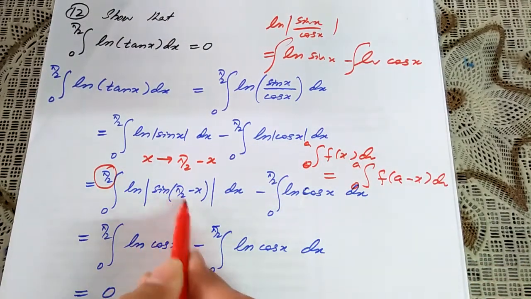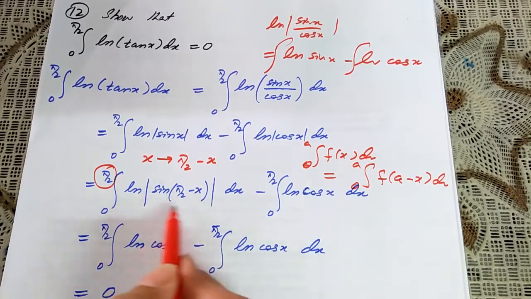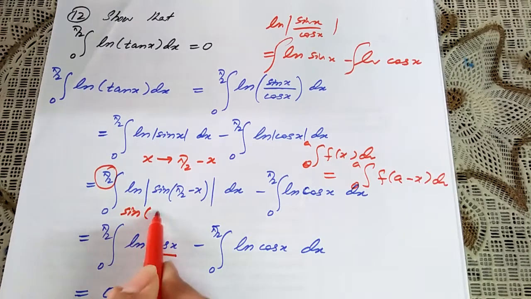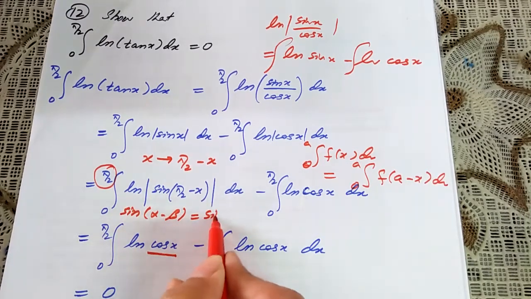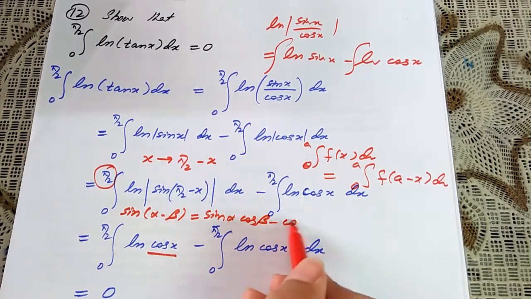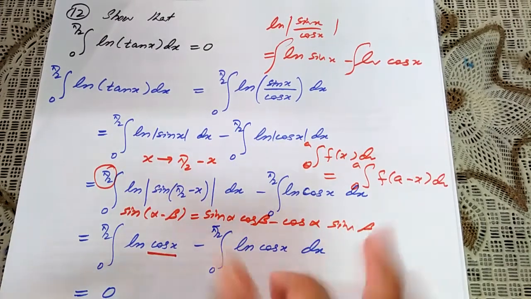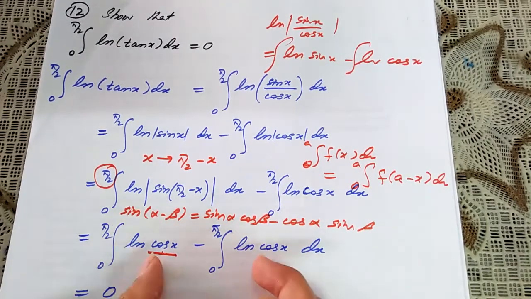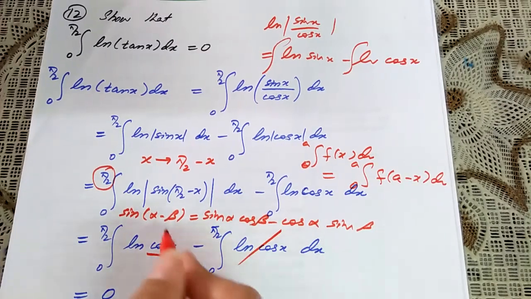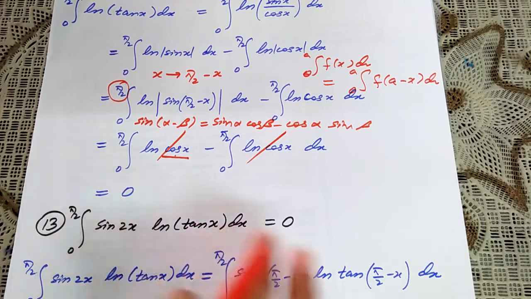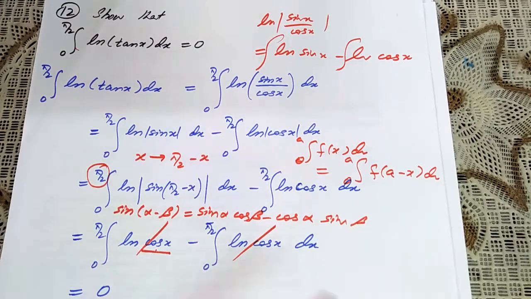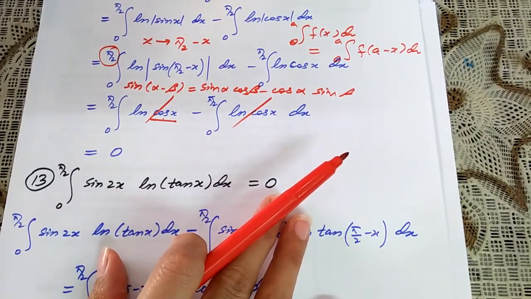Just replace x here with pi by 2 minus x and open it. This is an identity as well. You can directly write it as cos of x, but if you don't remember what it exactly equals, you can open it using this formula: sine of alpha minus beta equals sine of alpha cos of beta minus cos of alpha sine of beta. Open it according to this identity, and you will get ln cos of x here. You see, both the integrals are the same now with opposite signs, so they will be cancelled and you will get 0 in your answer. So this proves that the integral from 0 to pi by 2 of ln tangent x dx equals 0 in this question 12.